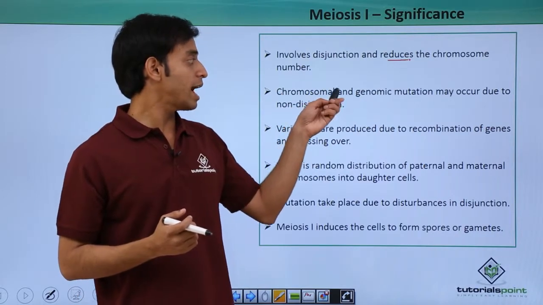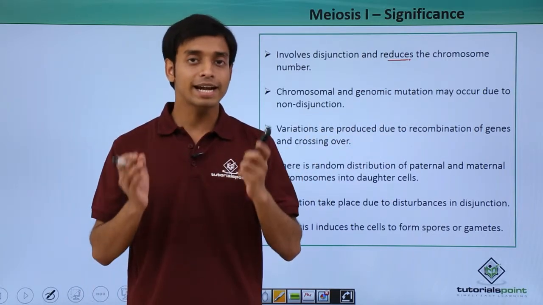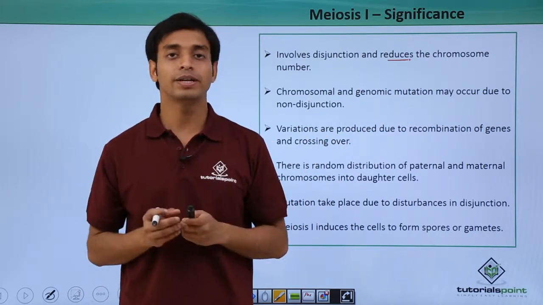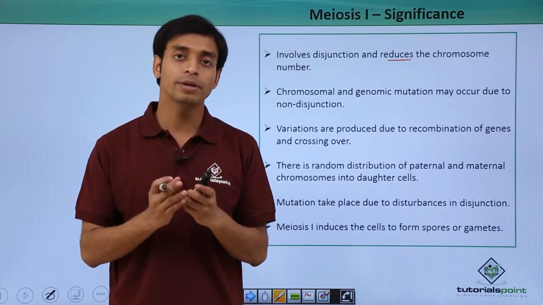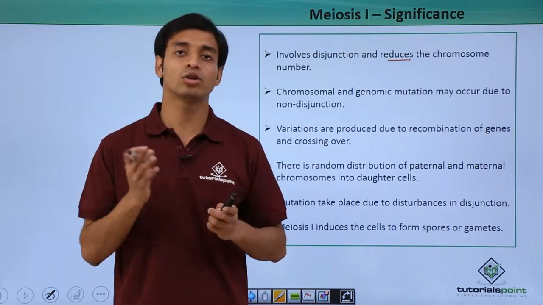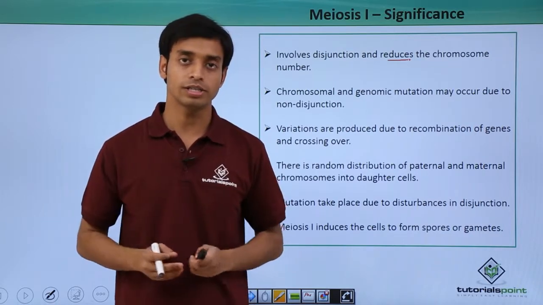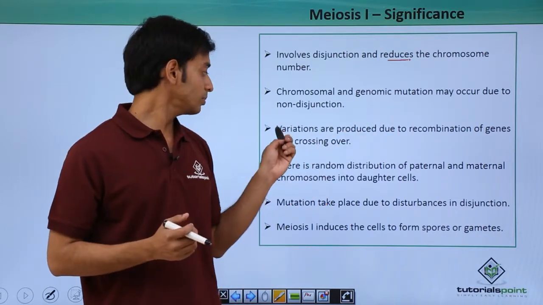The chromosomal and the genomic mutations may also occur due to non-disjunction. At times, it may happen that in some of the cells the disjunction process did not occur properly. So what will happen? The number of chromosomes will get differentiated, or a different number of chromosomes will reach the daughter cells. So this is a problem. So it may result in mutation.